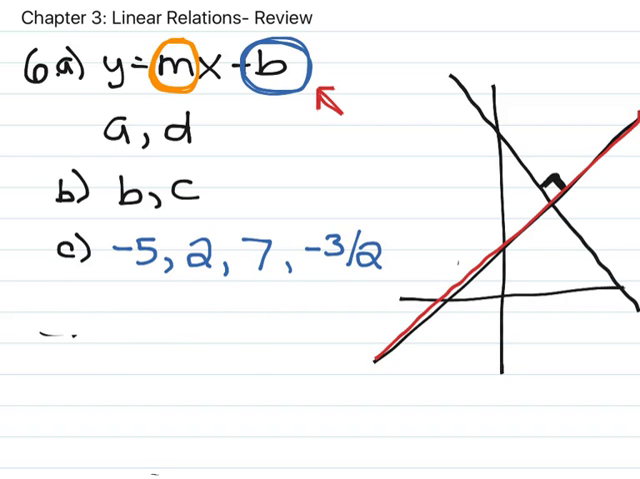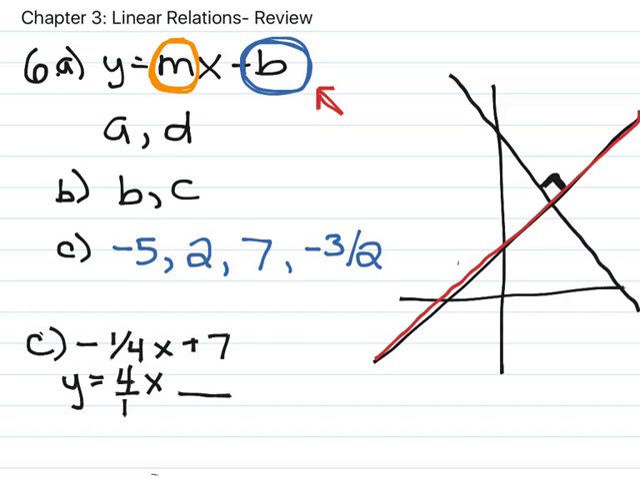For graph C, you have negative 0.25, which is the same as a quarter, x plus 7. So change the sign and flip it. So you're going to have y equals 4 over 1, if you'd like, x, and then any b value.